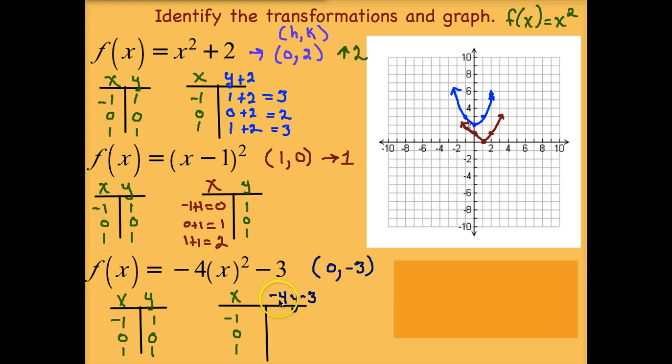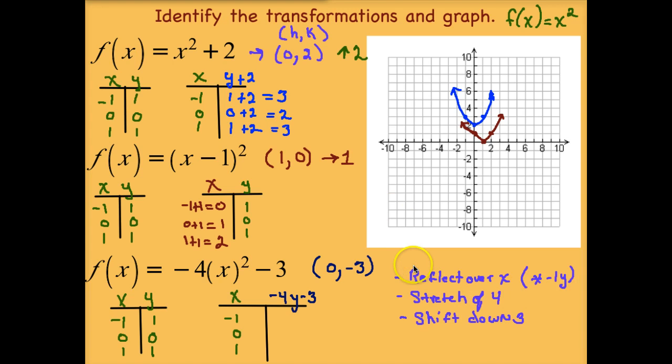So we have negative, and then the 4 is our stretch. We're multiplying that by y. You're going to shift down by 3, and that again affects the y value only. So here's our 3 transformations. Applying that to our y values, we get negative 7, negative 3, and negative 7. Now we're ready to graph.